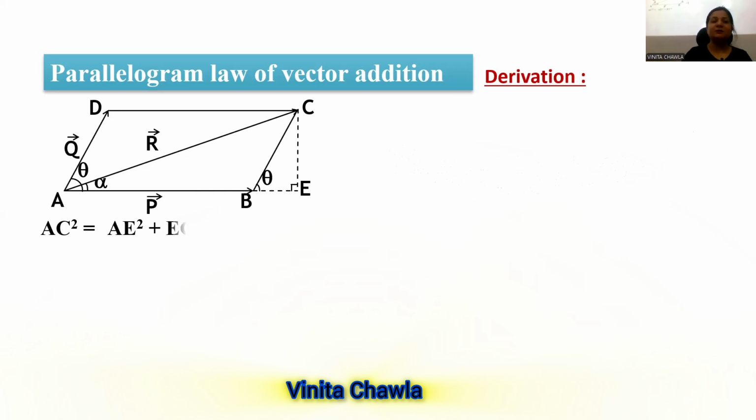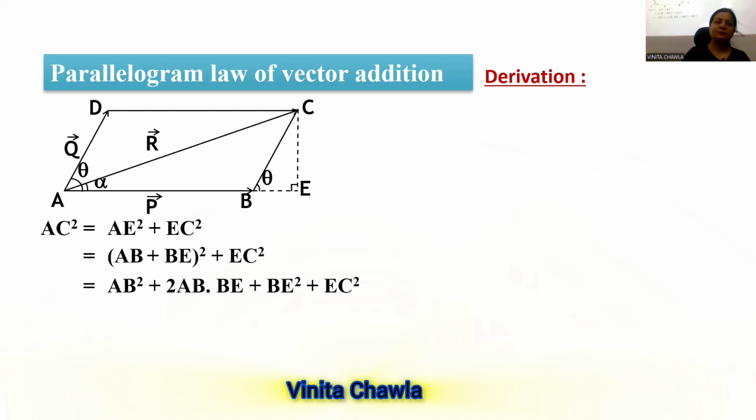AC square can be written as AE square plus EC square, as we applied in the triangle law of vector addition. We can write AE as AB plus BE. So it is (AB plus BE) whole square plus EC square. We'll apply the algebraic identity here and get AB square plus 2 AB dot BE plus BE square plus EC square. This AB square is P square.